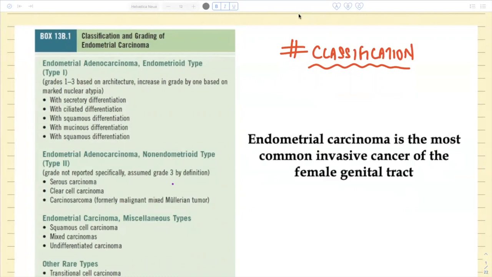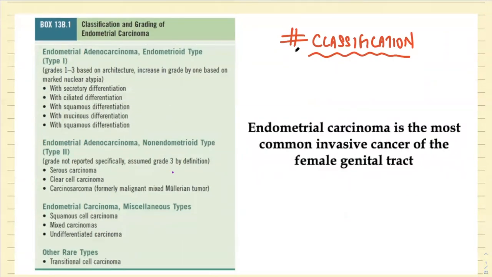classification of endometrial carcinoma. What is very important that we have to understand is that endometrial carcinoma is the most common invasive cancer of the female genital tract, and most commonly it is of two types. There is a type 1 variety of endometrial carcinoma, and there is a type 2 variety of endometrial carcinoma. So the WHO has basically divided the endometrial carcinomas accordingly.